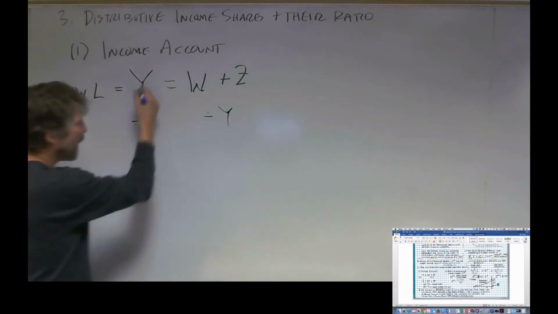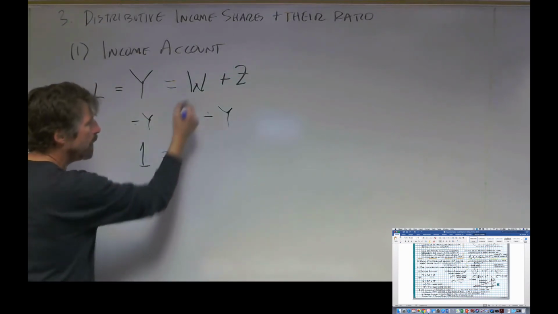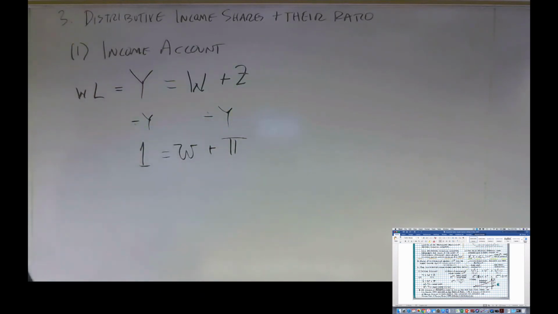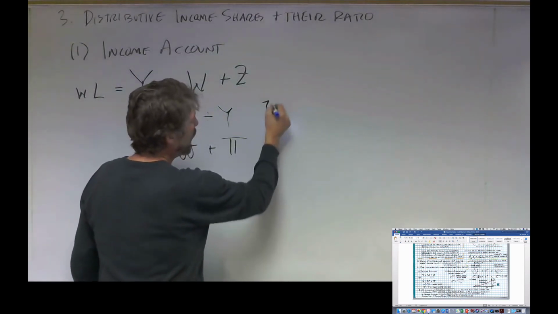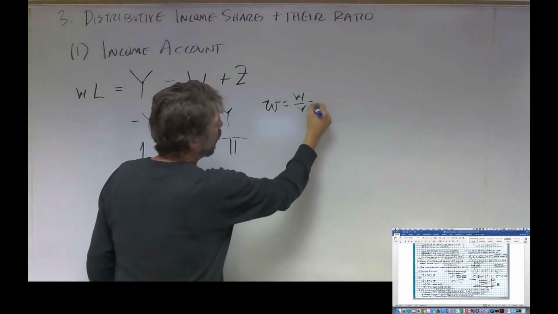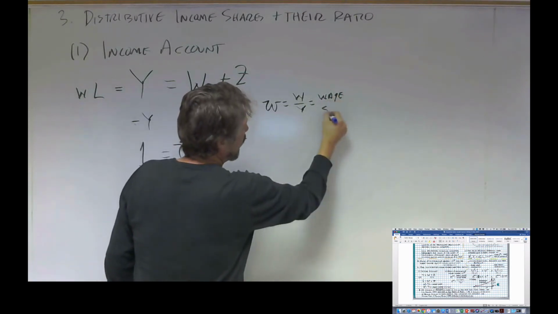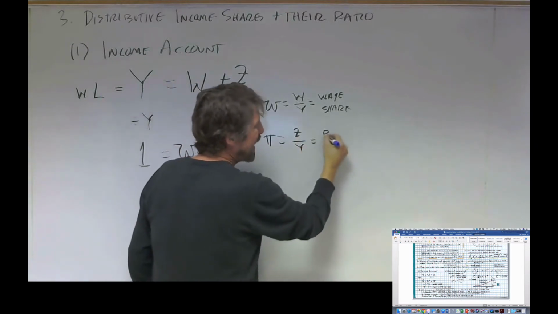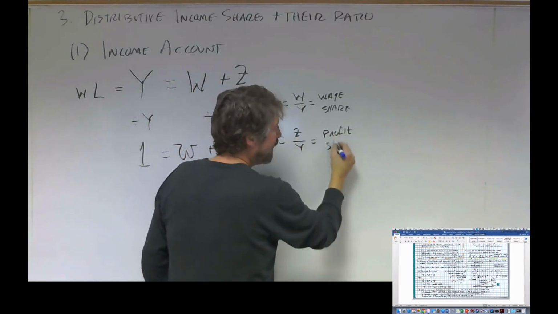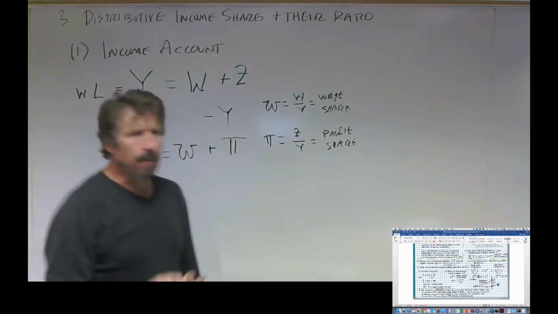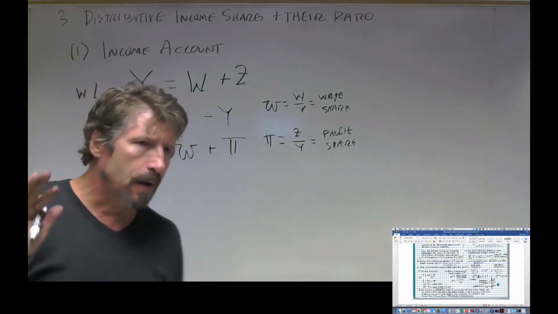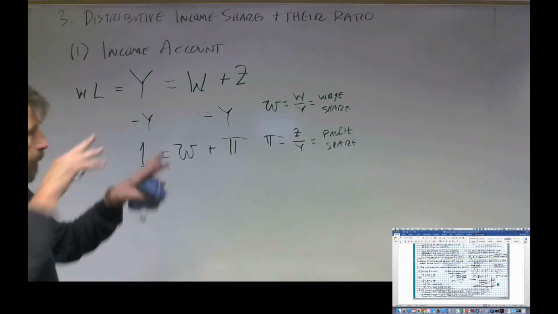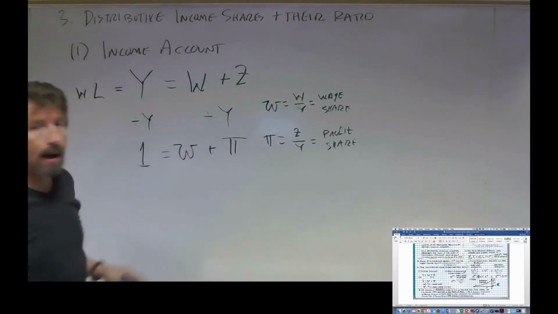You divide both sides by Y. Y over Y, of course, is equal to 1. W over Y is omega. Z over Y is pi. Where omega is equal to the wage share: omega is equal to W over Y, the wage share. And pi is equal to Z over Y, the profit share. Same notation that's used in Foley and Michl. Some of the more recent work that Duncan has done uses a different symbol for the wage share, I think it's psi, but I use the framework that Foley and Michl used in 1999.